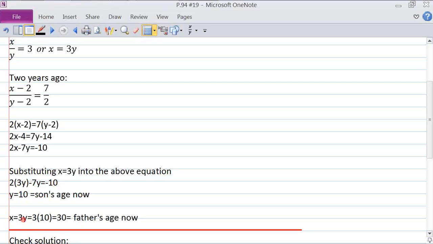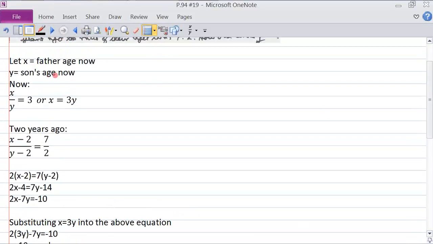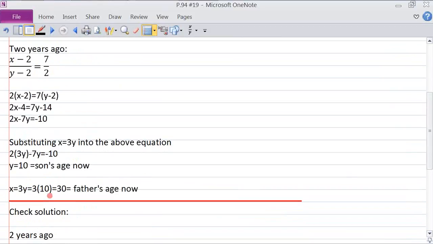The father is 3 times as old. Let's go look up here. Father is 3y, so he's 3 times his son's age. 3 times 10 is 30.